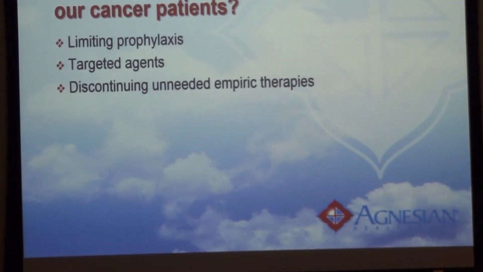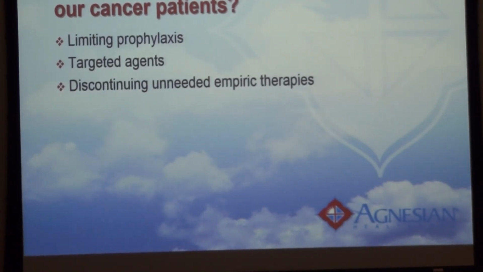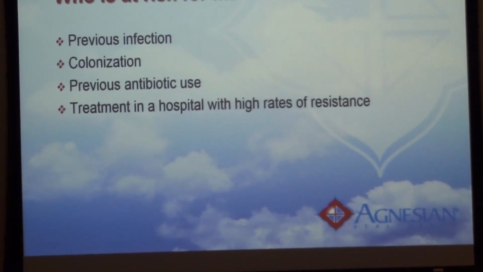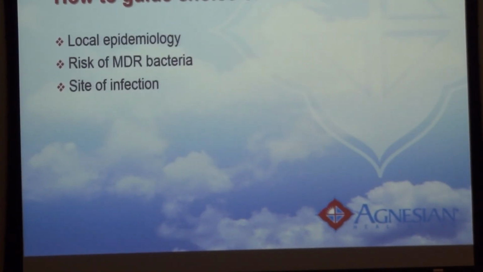And then how do we do it in our cancer patients specifically? Well, we make sure we're risk stratifying and giving the appropriate patients prophylaxis, and the ones that don't need it, we're not. We're targeting and we're discontinuing. Who's at risk for those I discussed a little bit earlier, and that's where we're going to want to look. We're going to take that risk, we're going to take our antibiogram, we're going to give them the best agent to cover what we think they may have.